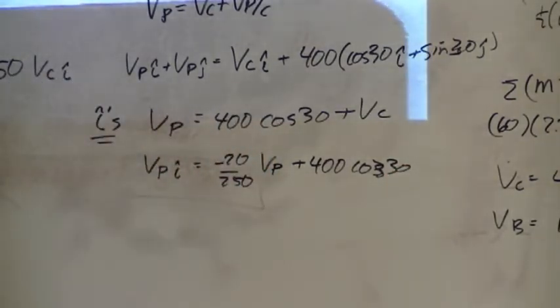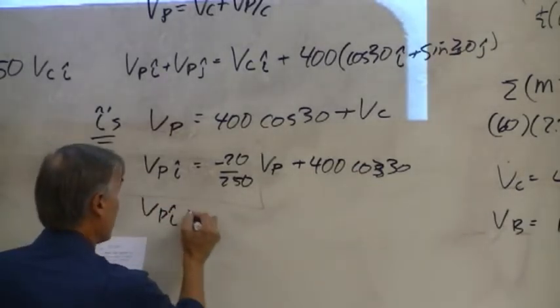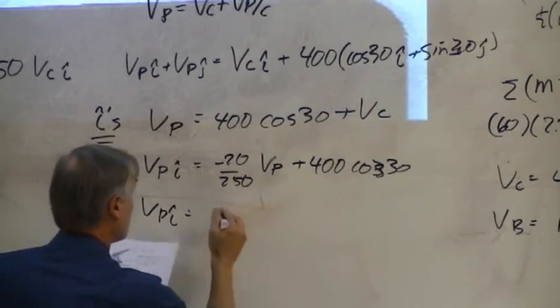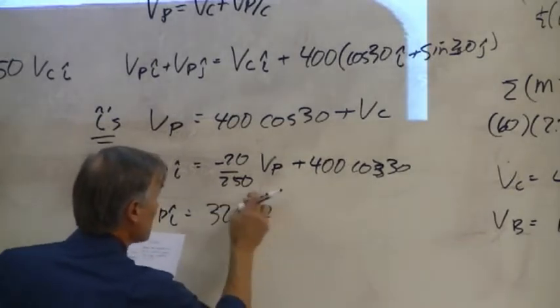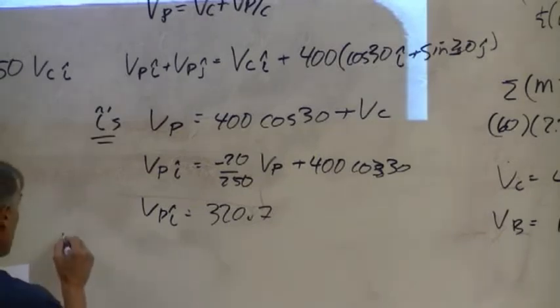So I can solve that. I can say that the VP in the I direction, velocity of the projectile in the I direction, is equal to 320.7, right? So I take that over there and evaluate that. 320.7 in the I direction. All right, now let's do the j direction. And we'll do homework. J direction.